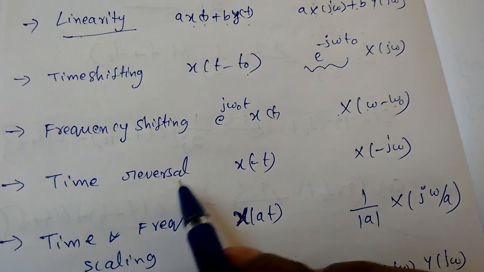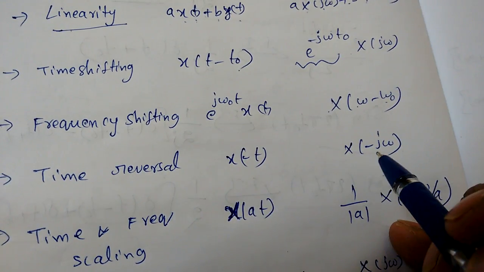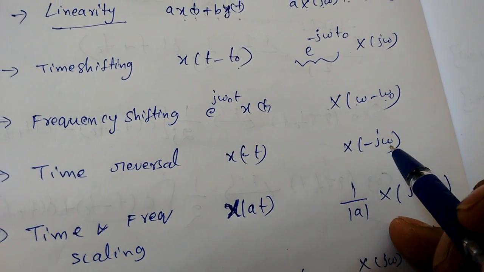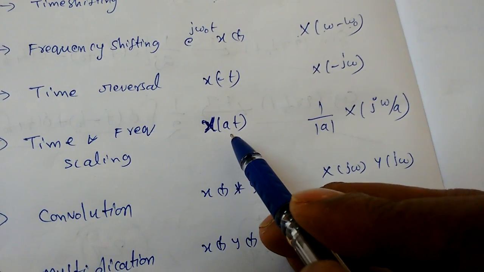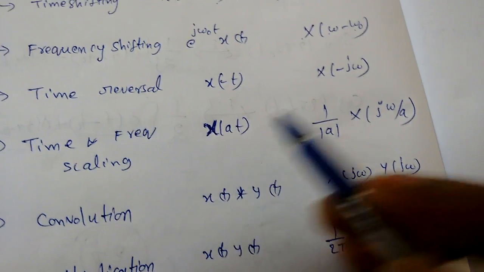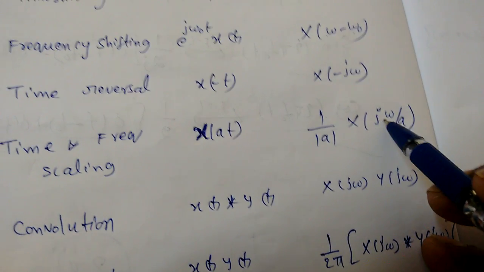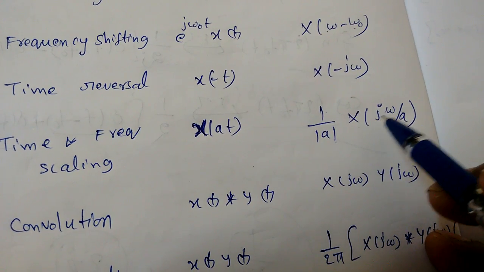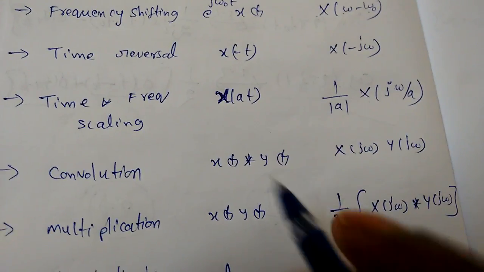Now one more is time reversal. If x of t is x of j omega, then x of minus t is x of minus j omega. In place of omega, we have to substitute minus omega. Next, time and frequency scaling. If x of t is scaled by a, that is x of at, in the frequency domain it is 1 by mod a into x of omega by a. So omega is also getting scaled. That is x of j into omega by a. So this point is also a very important property.